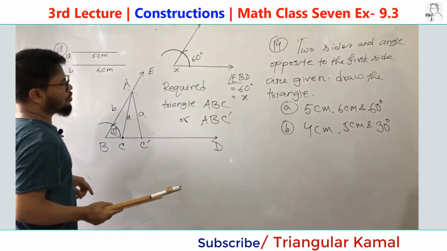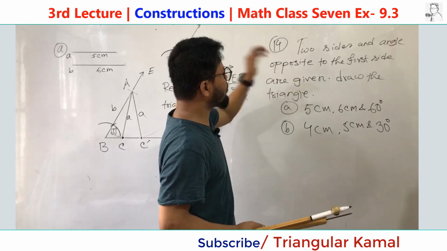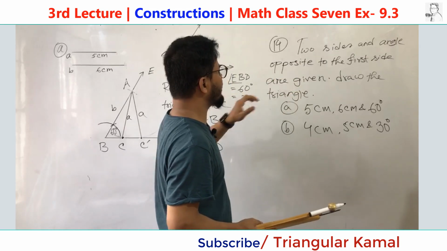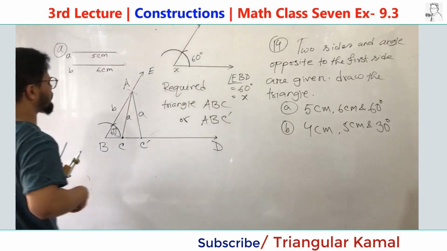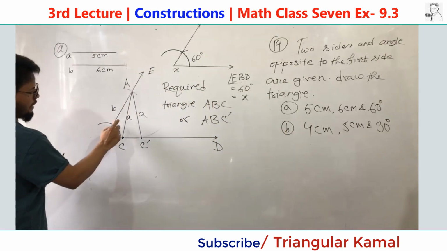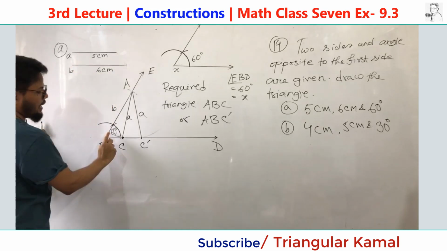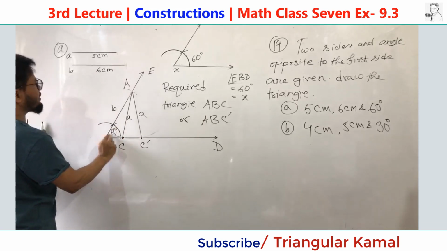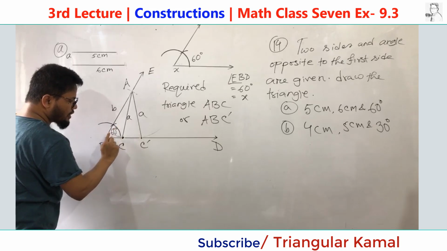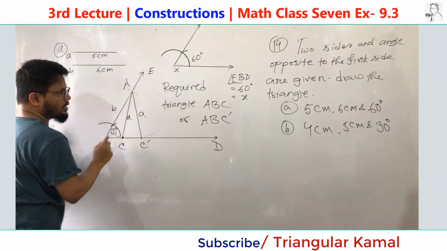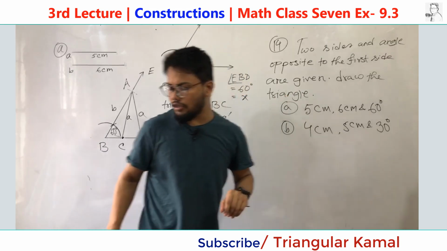So opposite of the first side, basically the angle opposite to the first side is given. Considering this one, the angle opposite of the first side, this first side is 5 centimeter. That means if the first side is 5 centimeter, the angle opposite of 5 centimeter is 60 degree, given, and draw the triangle or construct the triangle.